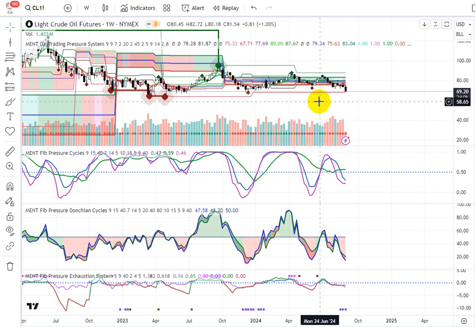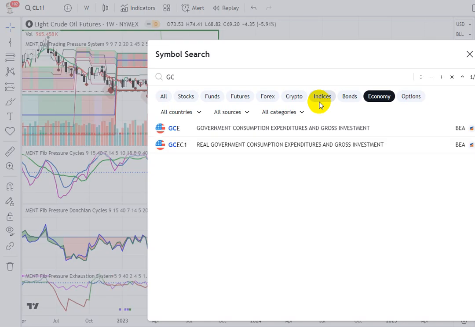I don't know. What do you want to look at? We already looked at Bitcoin. Let's take a look at gold.